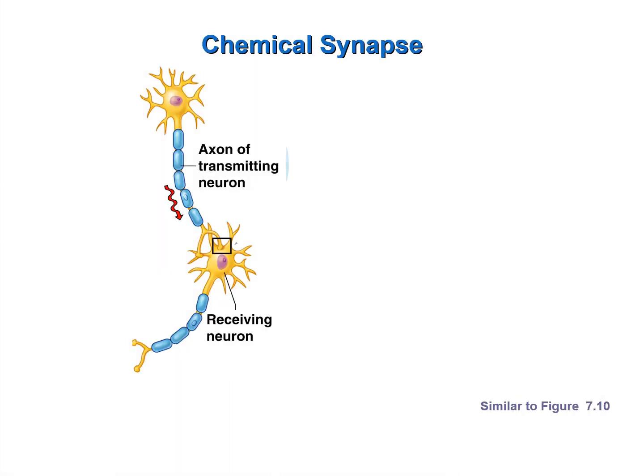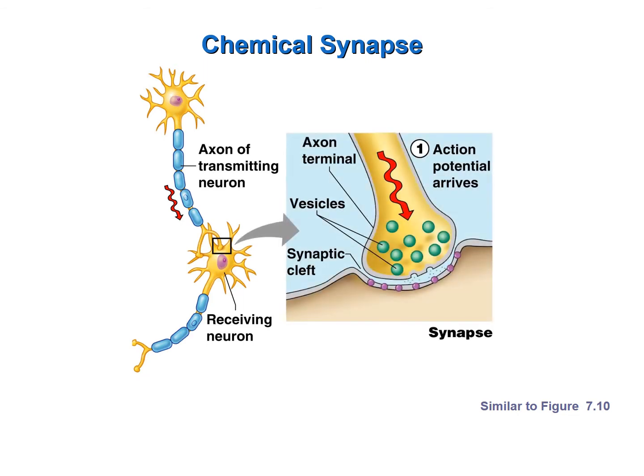A synapse is a junction between a neuron and a receiving cell. In this example shown on your screen, we have two neurons that form a synapse. At the top of the screen, we have the transmitting or sending neuron, and at the bottom, we have the receiving neuron. And the synapse is between the axon terminal of the transmitting neuron and the dendrite of the receiving neuron.